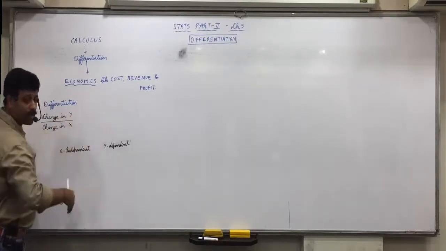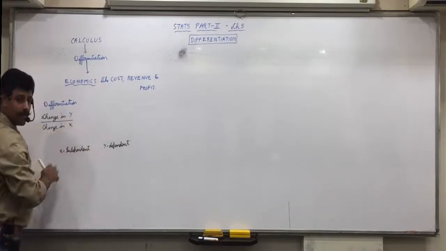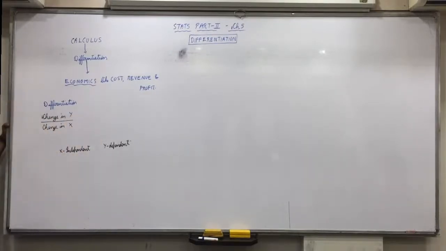Like marginal cost, here Y is cost, X is number of units, and cost is dependent on units of production. So in marginal cost, we'll be interested in knowing what is the change in cost due to change in units. If you're finding marginal revenue, then Y becomes revenue. And marginal revenue means you'll be interested in finding what will be the change in revenue due to unit change in units sold X. And same way, minimizing or maximizing profit, revenue, or cost, all these concepts can be used.